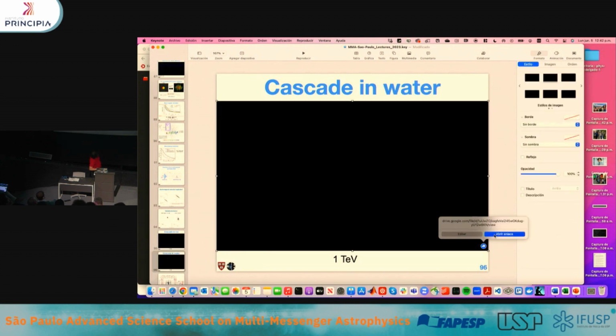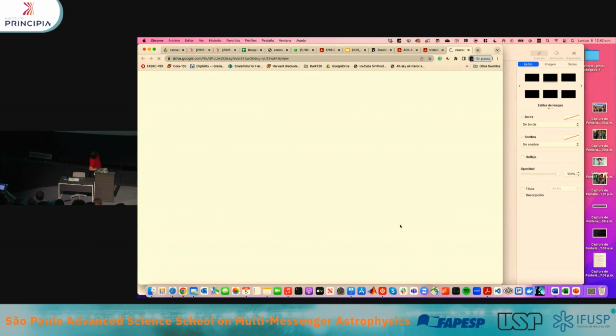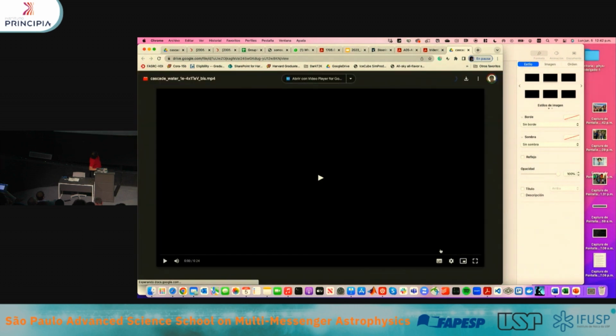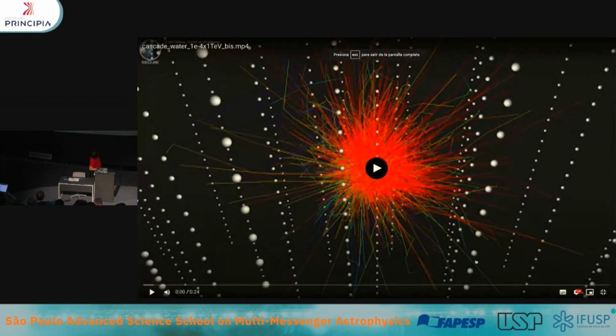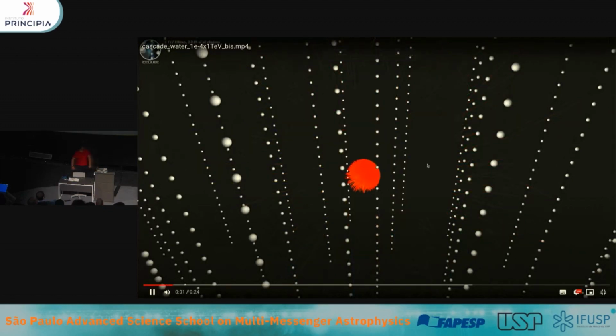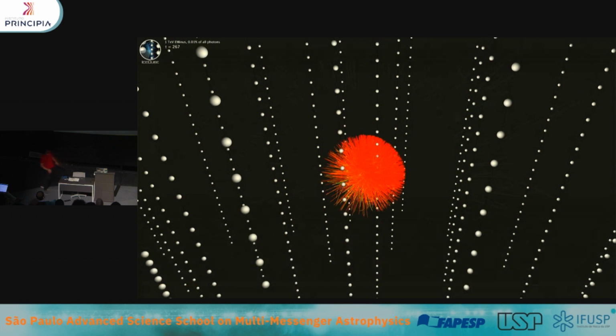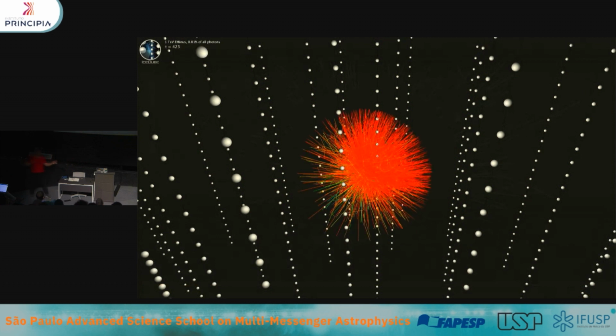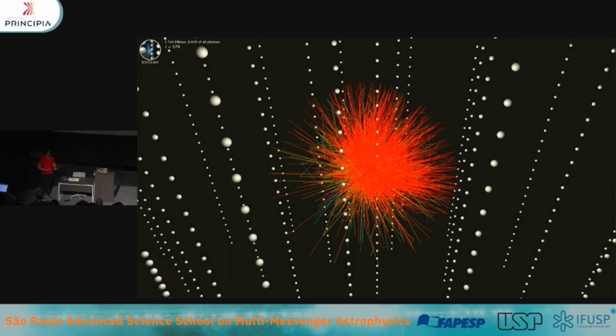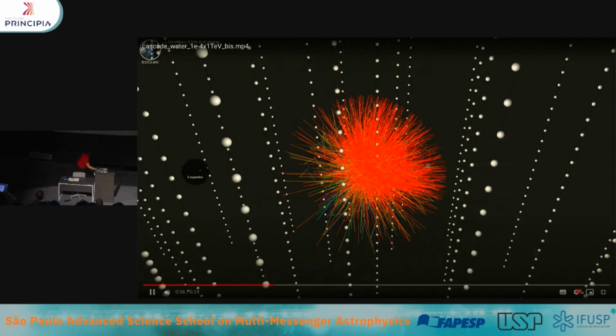And the other one was playing nicely, but. So this is a cascade in water. And you can see now that the scattering is reduced, right? So there's more direct photons. Again, this is similar to what you were seeing in the case of tracks. We just replayed.